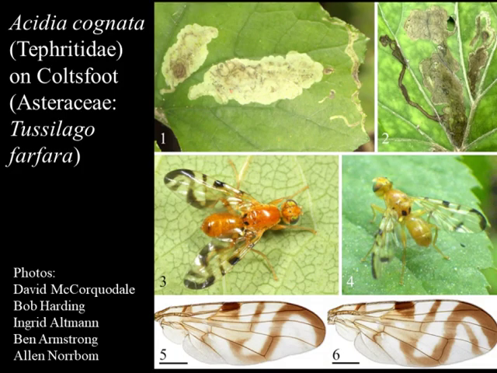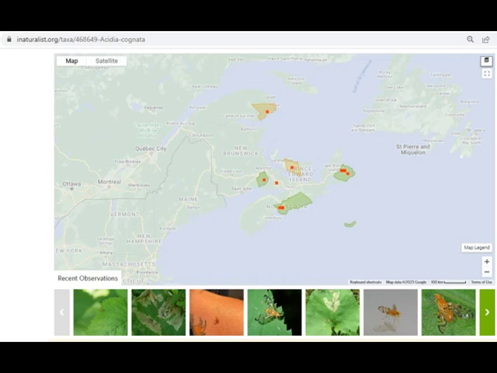And there's also an introduced species, Acidia cognata, which feeds on the introduced European plant coltsfoot, which is known from a single North American specimen that was collected in Quebec about a decade ago and identified by DNA barcoding. But iNaturalist observations of leaf mines and adults have shown that it occurs in at least 3 other eastern Canadian provinces.